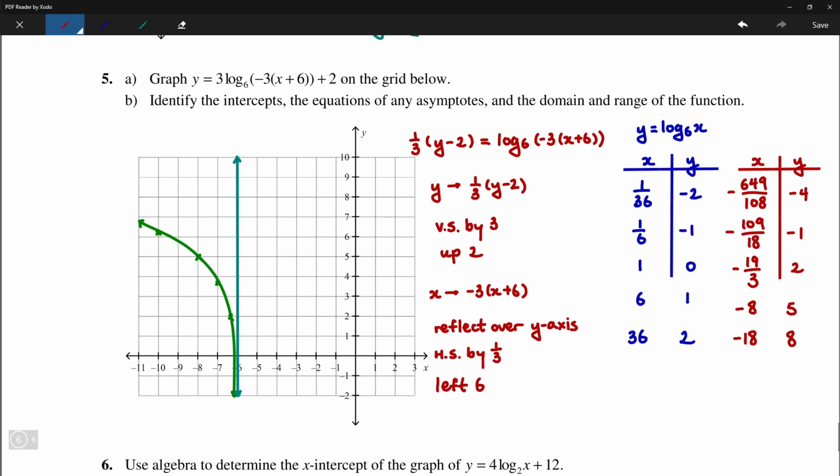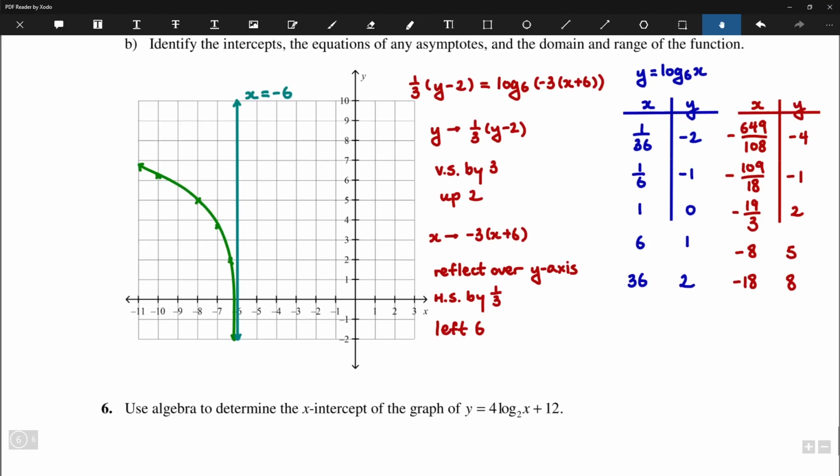Okay, and then afterwards we can plot those on the grid and draw the graph. Some additional points may be needed, but this is what the graph would look like at the end in green, right here. And we also have the asymptote, and this of course will be x is equal to negative 6, because the whole graph was moved 6 spaces to the left. Okay, so let's move on to number 6.